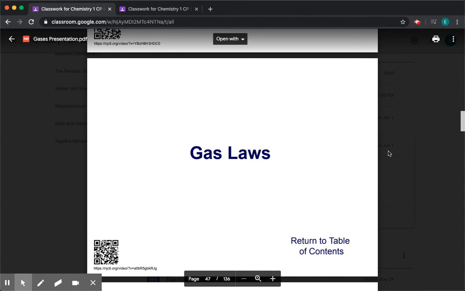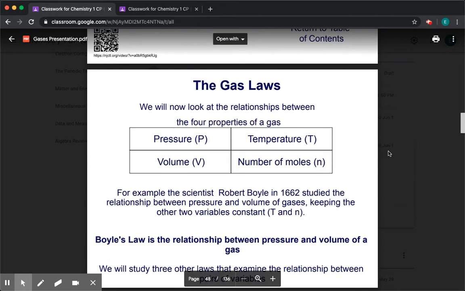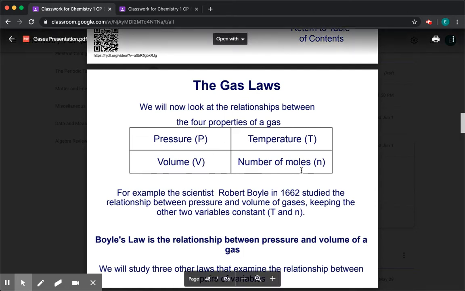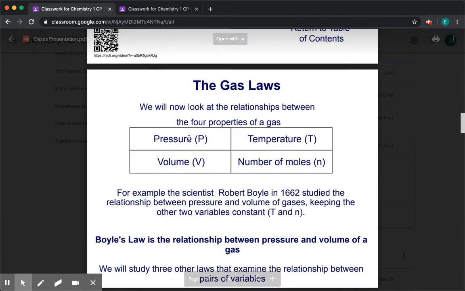Hello, everyone. Welcome back. Today, we're going to be discussing the gas laws that can be used to predict the behavior that you're going to see in gases when you make particular changes. So, the four things that dictate how a gas is going to behave are the pressure, temperature, volume, and how much of it you have, which is number of moles. Today, we're going to learn how these things are related.